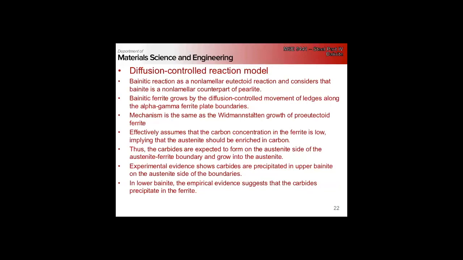And then carbides grow out, and because of this, we partition and we assume that the austenite would be enriched in carbon because we partition as we grow. So we would expect to see carbides growing from the austenite side of the grain boundary, but what we see in that lower Bainite is that the carbides precipitate on the ferrite side rather than the austenite side. So that takes away a little evidence from the diffusion-controlled model.